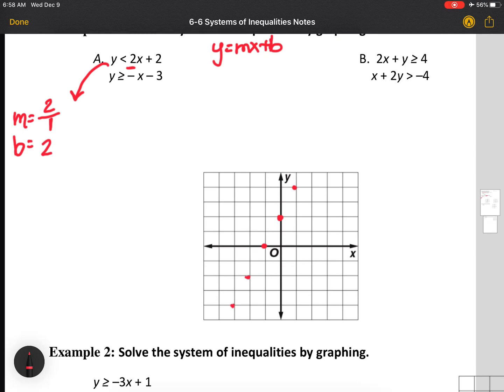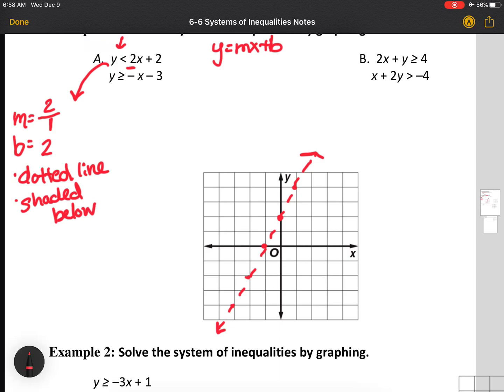But then I've got to think, what kind of line do I need? Since I don't have that solid line underneath my inequality up here in the top one, this one's actually going to be connected with a dotted line. So we ask ourselves that first question, what kind of line do I need? And this one's going to be a dotted line. Then I've got to think, what way am I going to shade? Since it's y less than 2x plus 2 up here, this one's going to be shaded below. So everything below my line, I'm going to shade.